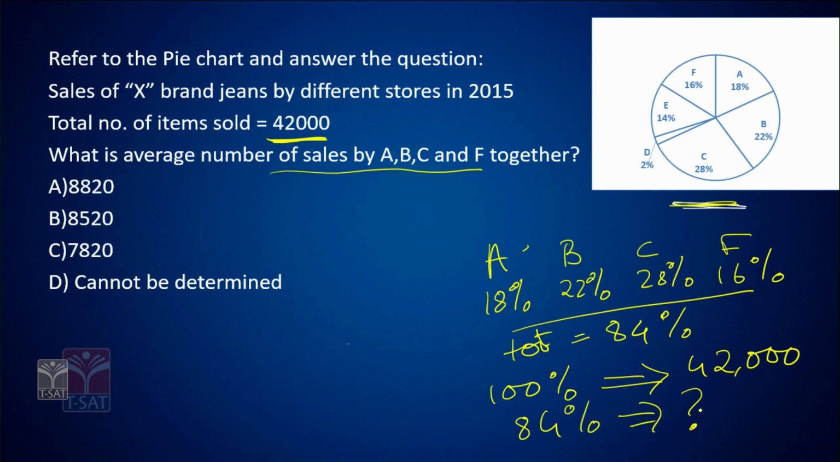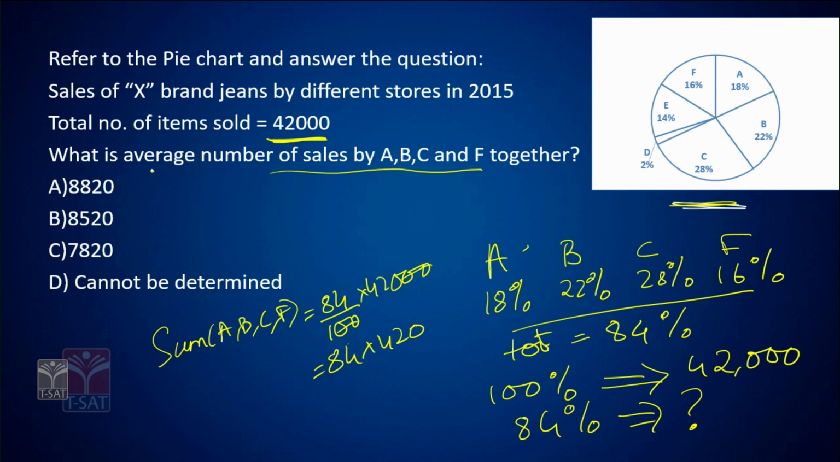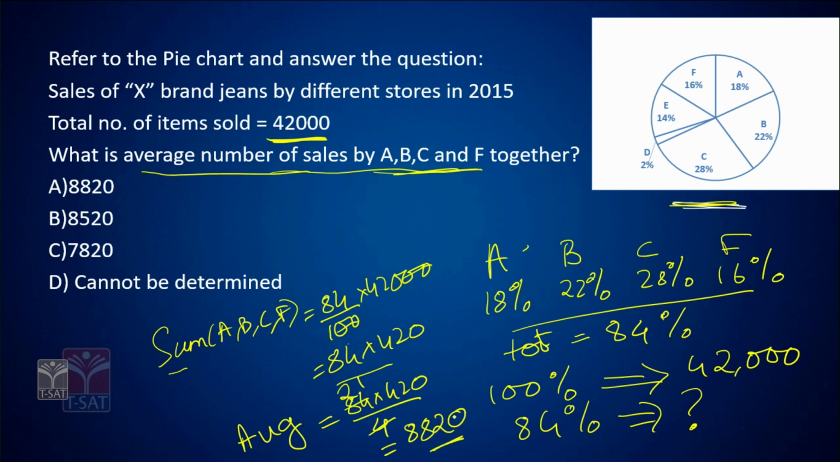We need to find out what is sold. So the sum of A, B, C, F is nothing but 84 by 100 into 42,000. So that comes out to be 84 into 420. Now observe what the question is asking. It is asking what is the average number of sales done by them. So here we have the sum, but we have how many stores? A, B, C, F. We have 4 stores. So for the average sales, we need the sum, that is 84 into 420 divided by 4. So when we divide this, you will get 4 2s are 8, 4 1s are 4, 21 into 420 comes out to be 8820. So the answer is option A. Let's look at the next question now.